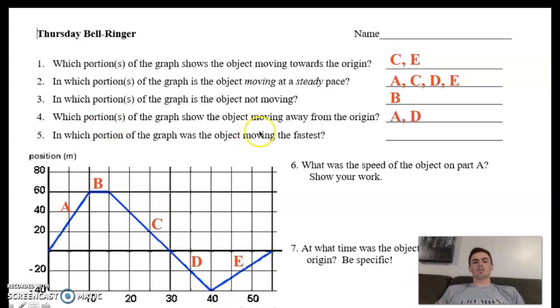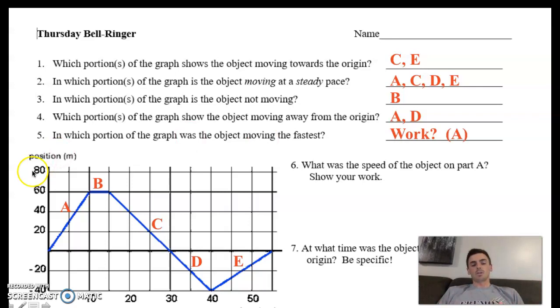Number 4 says, which show the object moving away from the origin. Well, at part A here, I'm moving away from the origin pretty fast. And then here at part C to D, I cross the origin, and then I start moving away from it. So A and D would be the 2 parts we're moving away. Number 5, everybody, I would probably normally encourage you to do some work on number 5. However, we can also just be problem solvers. And when it says the fastest, that does not matter if it's up or down. It's just which is going at the highest speed.